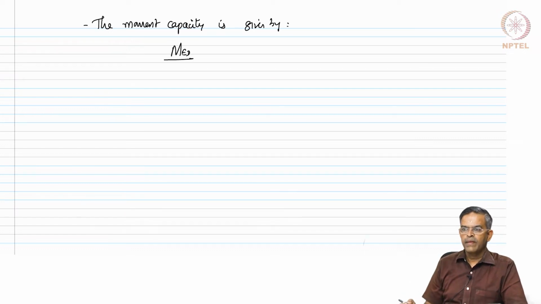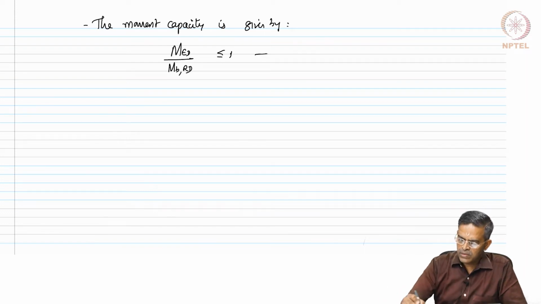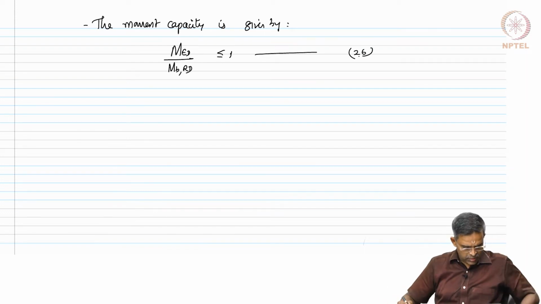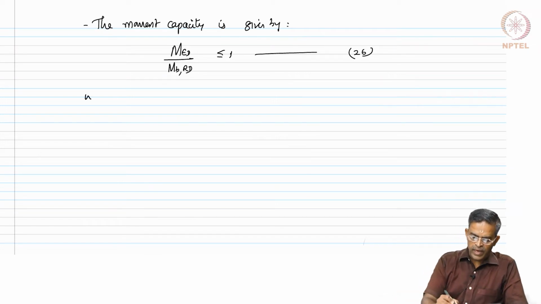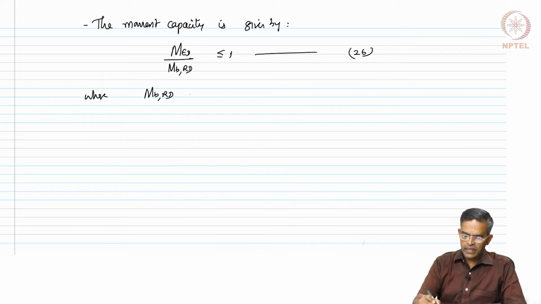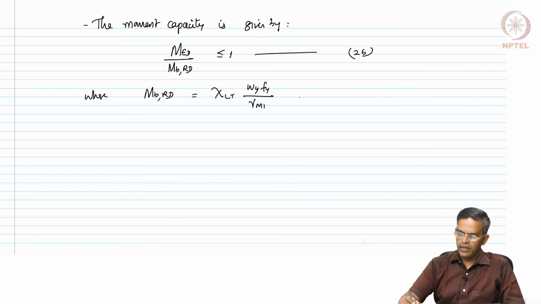M_Ed by M_b,Rd is less than or equal to 1. Call this equation number 26, because I am continuing from the previous lectures. M_b,Rd is actually given by the factor psi LT times W_y f_y by gamma M1, equation number 27.